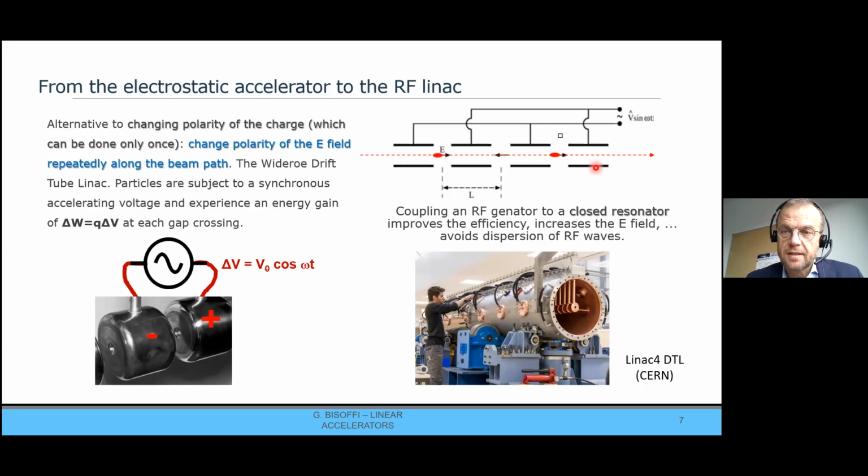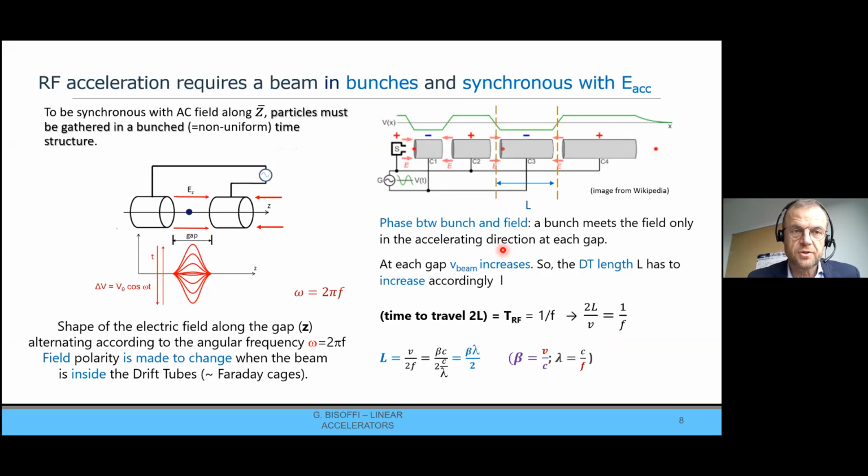Then indeed the Wideroe drift tube Linac sees the drift tubes enclosed in a metallic cylinder, resonant with the electromagnetic field at a given frequency. This improves the efficiency of the creation of the electromagnetic fields, the level of the electric field along the ion beam path, and as Marius said yesterday, Marius Sapinski, it avoids dispersion of RF waves around. So you see the Linac 4 DTL, which has been shot by Maurizio here in the picture.